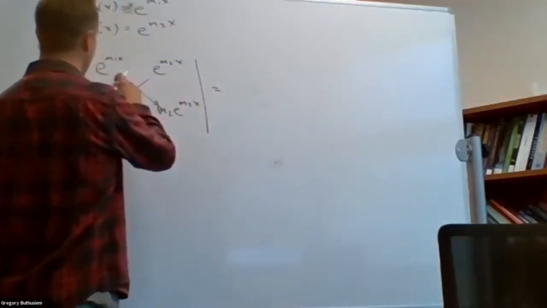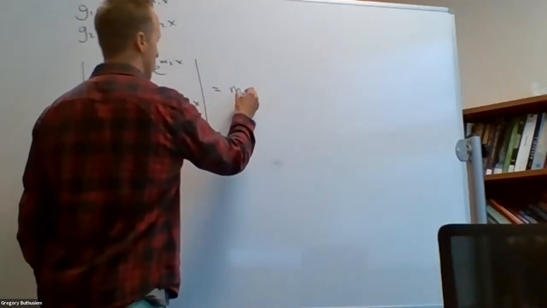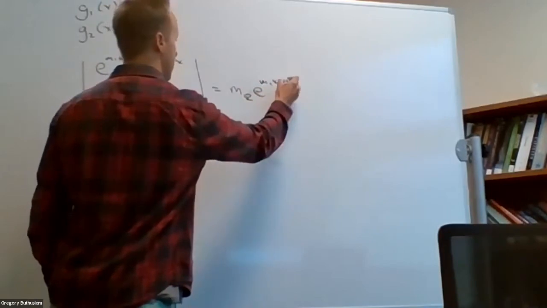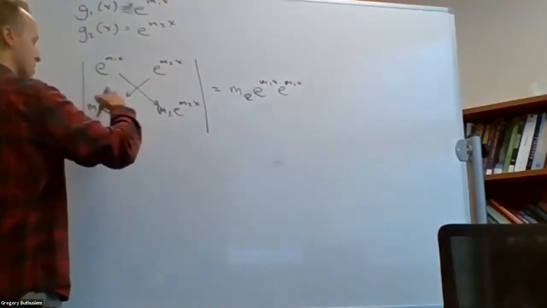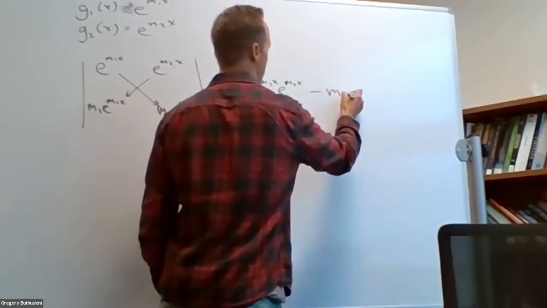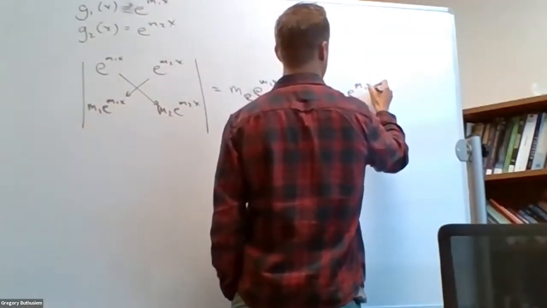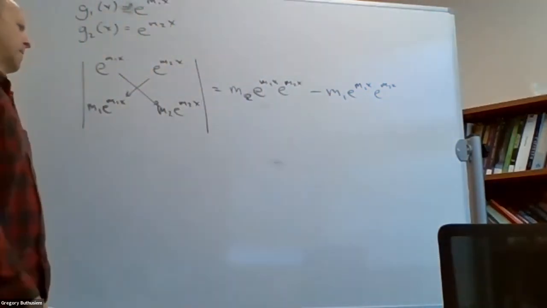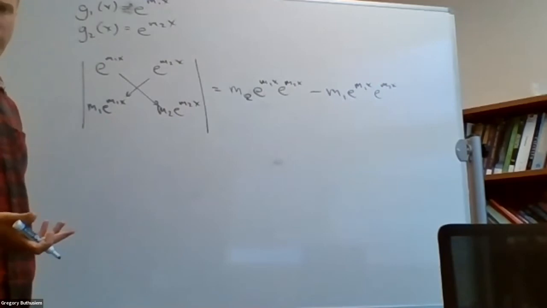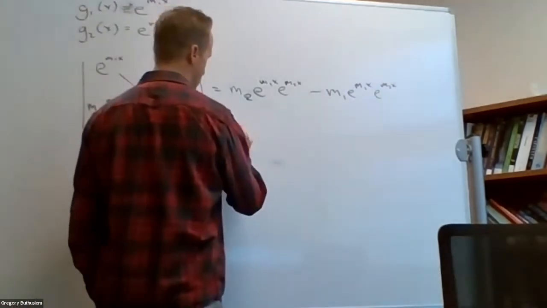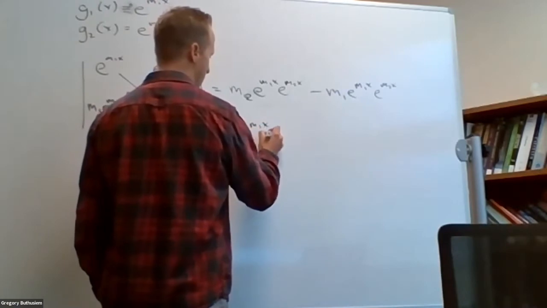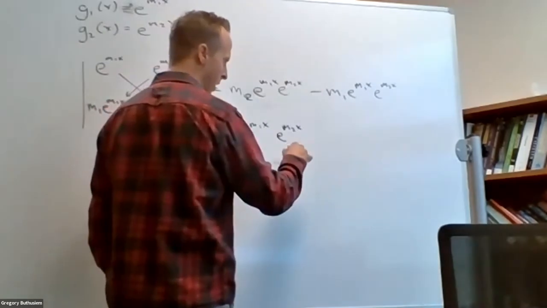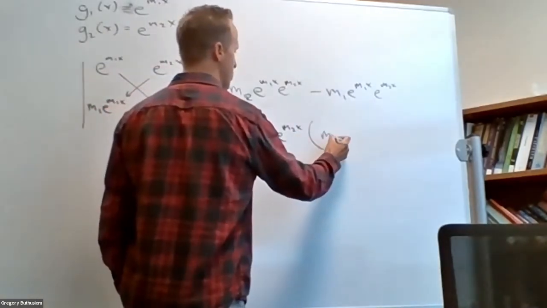So what do we get here? I'm going to get m2 e to the m1x e to the m2x minus m1 e to the m1x e to the m2x. They both have an e to the m1x, e to the m2x, so I can just pull that out. E to the m1x, e to the m2x. I can even combine that into just one exponential, but not necessary. Then I have m2 minus m1.